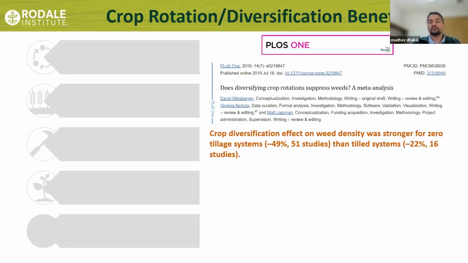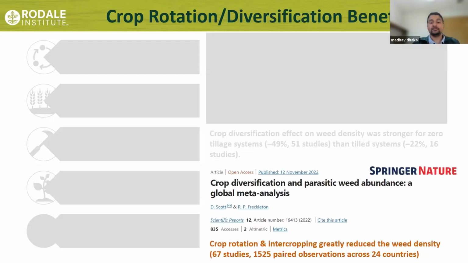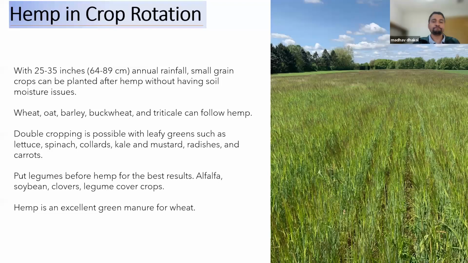publications in really good journals with several studies showing that crop diversification effect on weed density was stronger for the reduced tillage system than the tillage system, and the diversification can actually improve the yield in the rotation. That's why we tried barley, like the small grain, in our experiment as well.